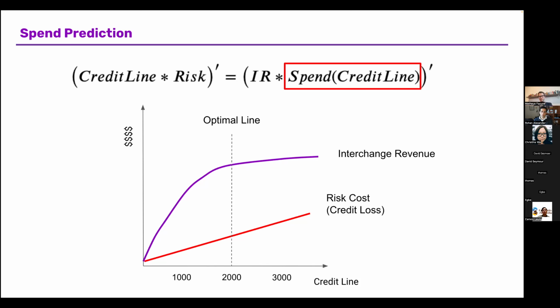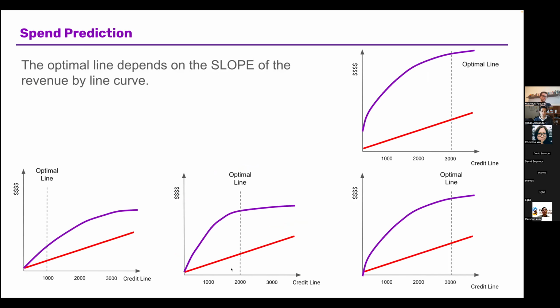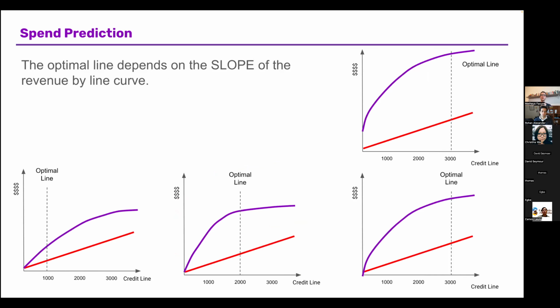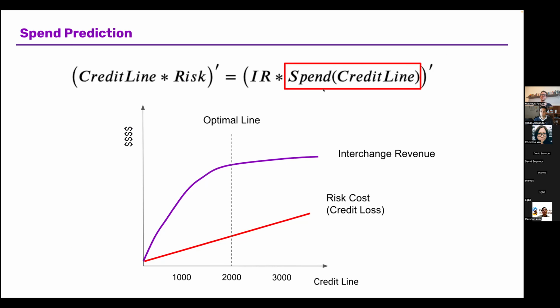The other part is a little bit trickier. On the revenue side, what you want to know is the derivative of the spend curve, of the spend with respect to credit line. And this is way trickier because you cannot actually see this derivative. I'm going to go there in a moment, but one thing that I want to get out of the way is that what I care about is not spend itself. I don't really want to predict spend.